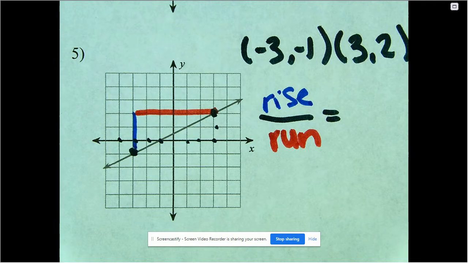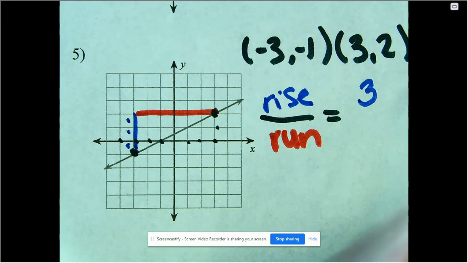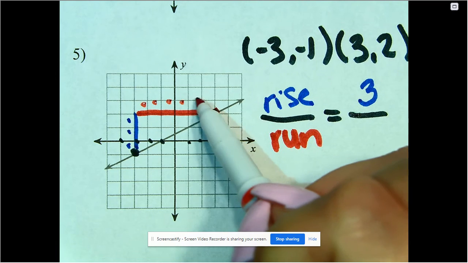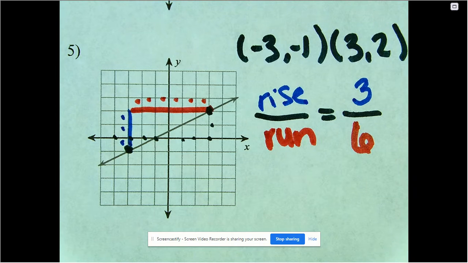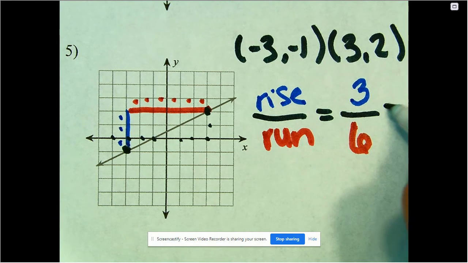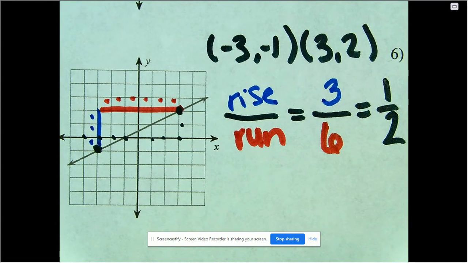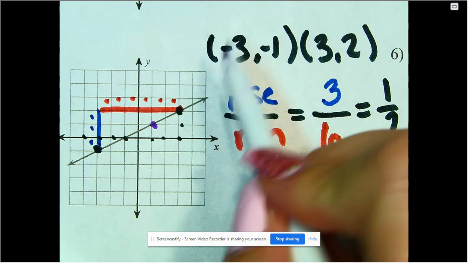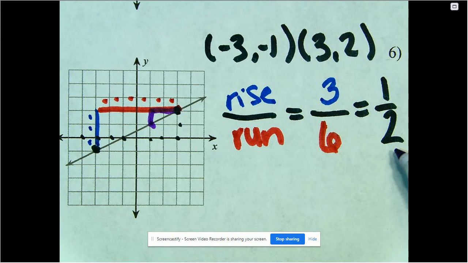Okay, so my rise between these 2 points was 3. And then the run between these 2 points was 6. Please notice that 3 over 6 will simplify down to 1/2. Okay, now something that I could have done, I'm going to use a different color to represent that. If, let's say, I chose this particular point here, and this point, I could have gone up 1 and over 2, which would have given me 1/2.